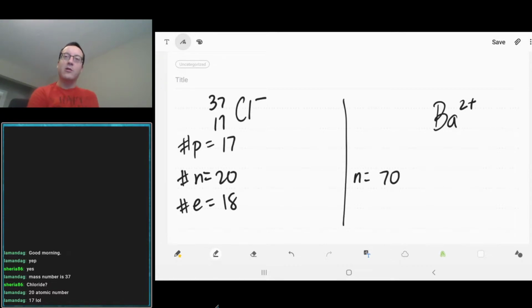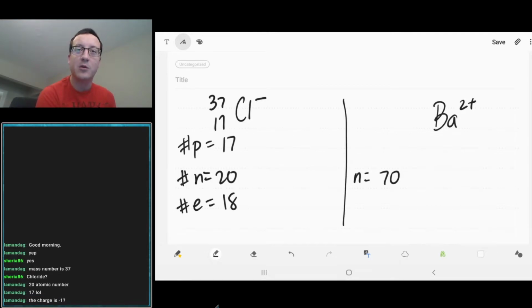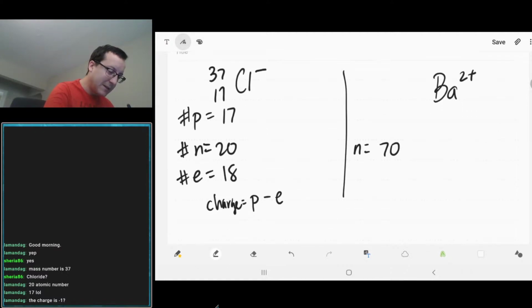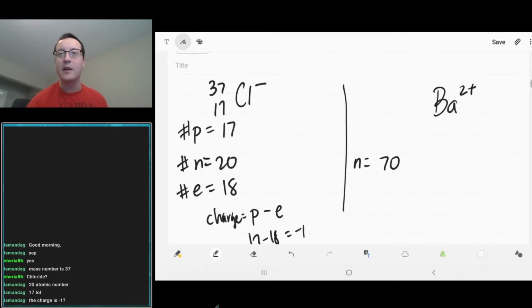By the way, we knew that chlorine, in this case chloride, would be a -1 charge because there's one more electron than proton, right? Remember the charge is proton minus electron. So 17 minus 18, -1, and that's where that charge is going to be on the top. Okay? So, start working on the second one while we get this going.